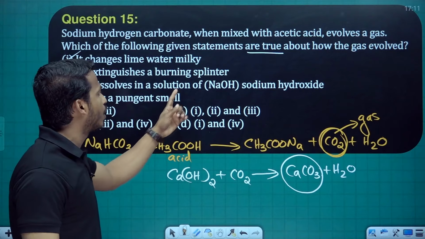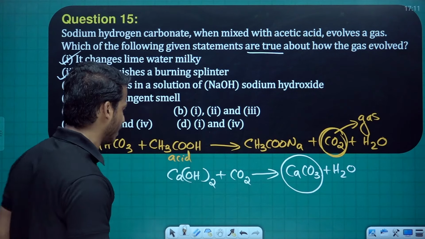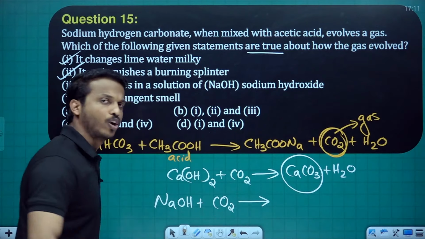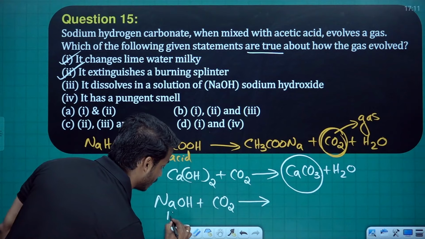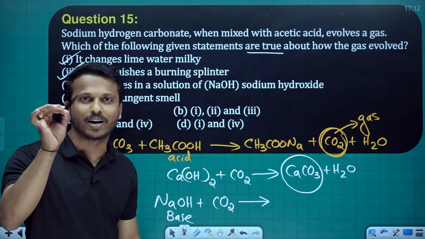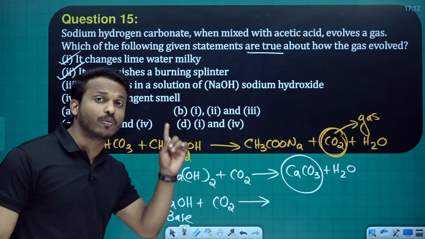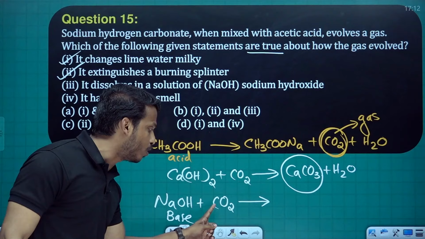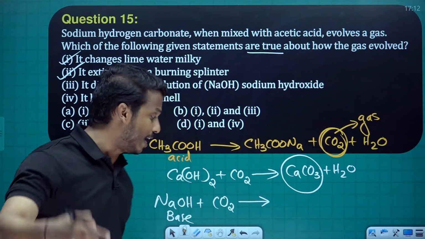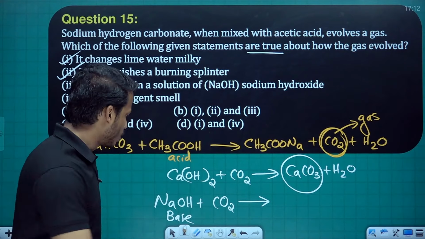It dissolves in a solution of NaOH, sodium hydroxide. They are saying sodium hydroxide can dissolve carbon dioxide. Is it? Have you studied this reaction? Sodium hydroxide when reacting with carbon dioxide, what happens? Sodium hydroxide is a base. We studied that when a base reacts with a non-metallic oxide, you know carbon is a non-metal, so CO2 is a non-metallic oxide, it forms two things, salt and water. So what is the salt here?